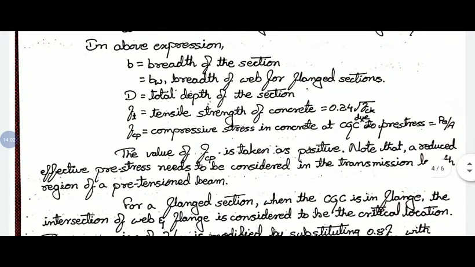Then the value of fcp is taken as positive, it is compressive stress in concrete, and reduced effective pre-stress needs to be considered in the transmission length region of the pre-tensioned beam. So reduced effective pre-stress means, we have studied losses of pre-stress at transfer and at working stage. At working stage there will be some amount of loss of pre-stress when compared to the transfer stage. So we need to consider the reduced effective pre-stress, meaning the pre-stress which is occurring at the working stage condition.